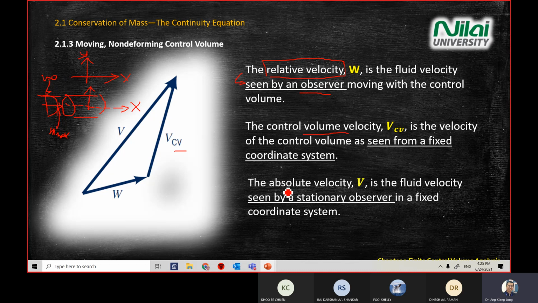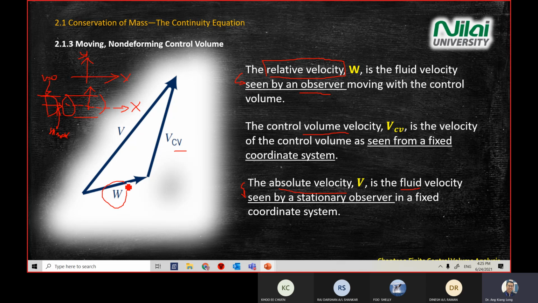The next one will be absolute velocity, which is the one you have been using all the while. The absolute velocity is the fluid velocity. The keyword here is that it is measured from a non-moving observer. But anyway, there are 3 new things that you learned today.